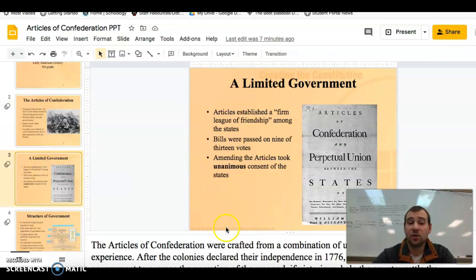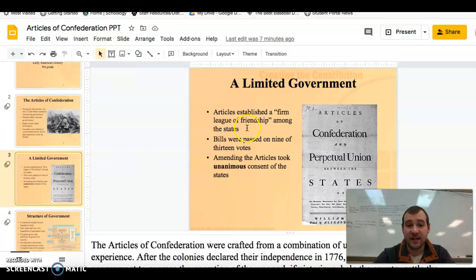So the whole idea of this, we were not really going to become one big nation officially. Well, we were, I guess, but the idea for the Articles of Confederation was that they were going to establish a firm league of friendship among the states. So the states were not going to be totally on the same page. We're just going to be kind of working with each other. So it's a little bit different.